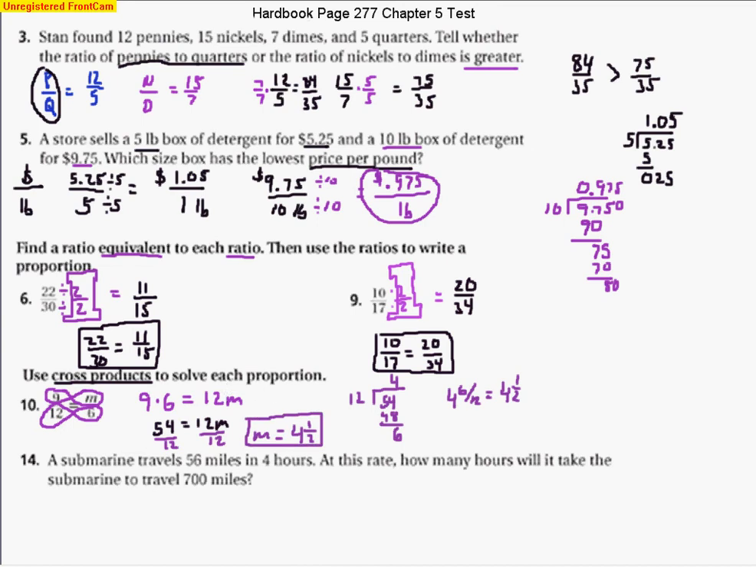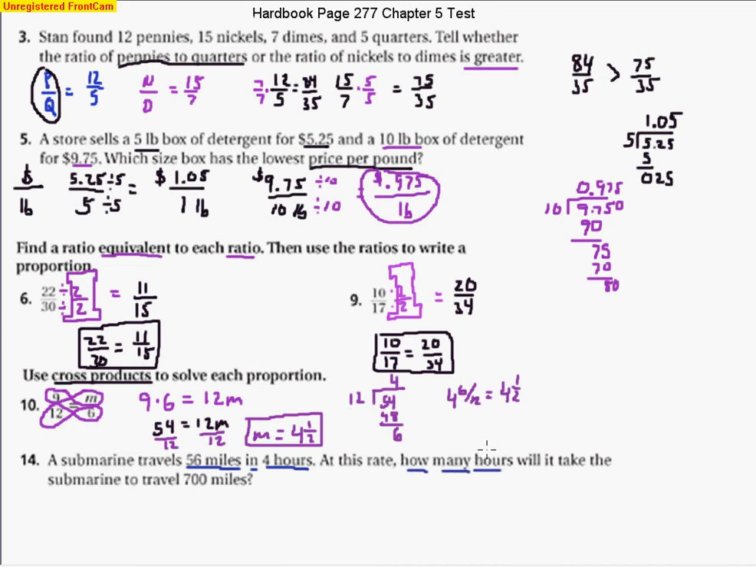So here's a problem where we can use cross products to solve an equation, a word problem. So here it is. The submarine travels 56 miles in 4 hours. Whenever you see that we can write as a fraction. And so we might end up doing that in this problem. Let's see what it says. At this rate, how many hours? Okay, how many hours? That's the question.